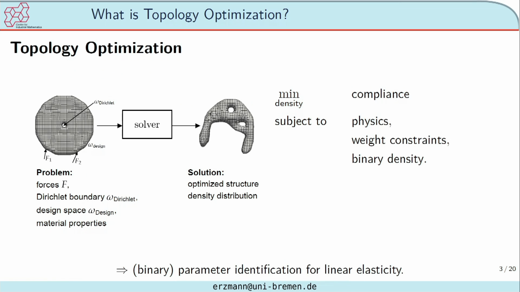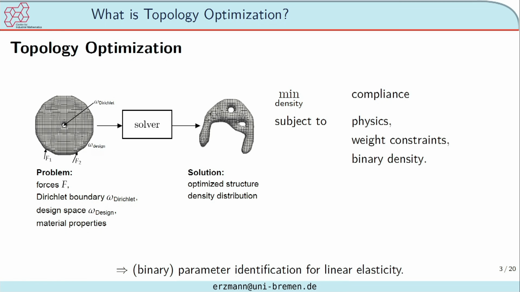Okay, so let's start with this question: what is topology optimization? The goal of topology optimization is to optimize mechanical structures, often in two or three dimensions. What optimized means differs a bit on the application, but in general, optimized means that we want to build structures that are as light as possible, but also don't break under the applied forces.